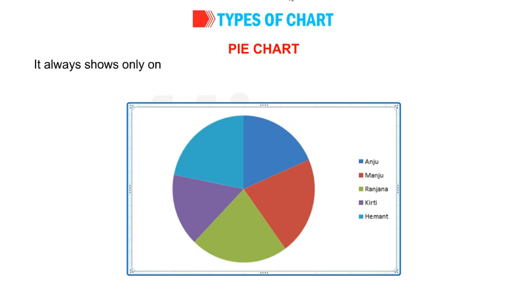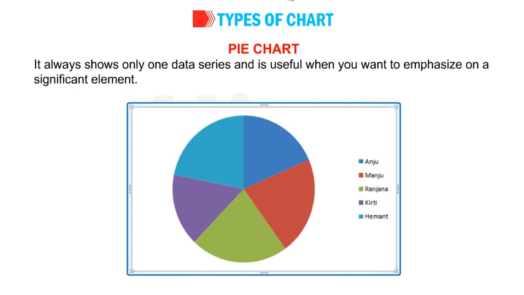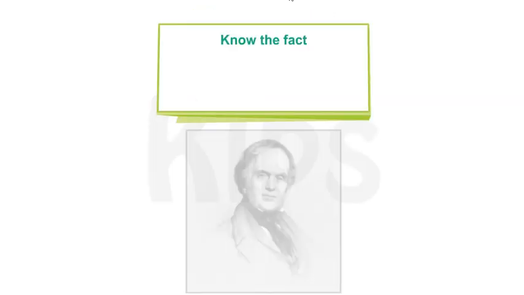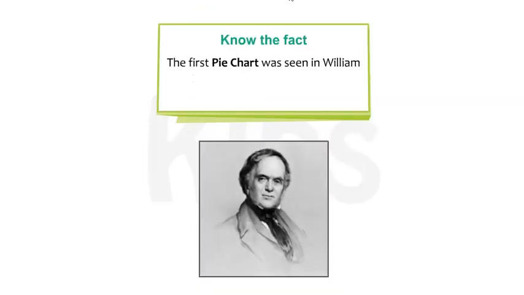It always shows only one data series and is useful when you want to emphasize a significant element. This chart type works best with a smaller number of values. Students, note the fact: the first pie chart was seen in William Playfair's book of Statistical Breviary in 1801.